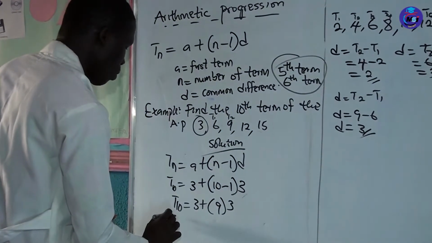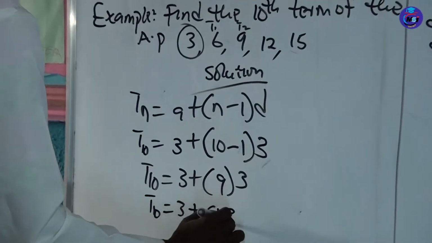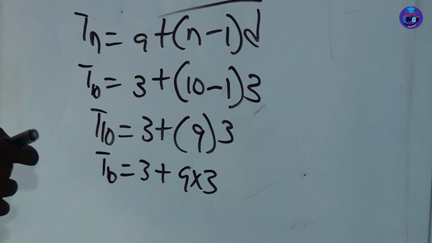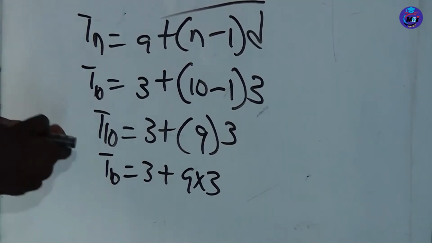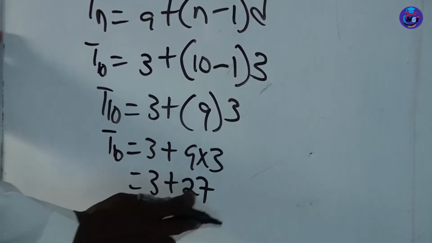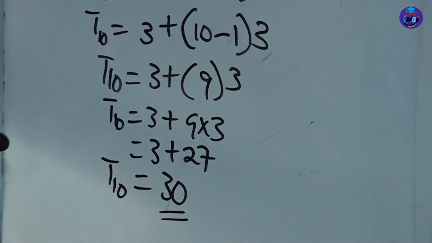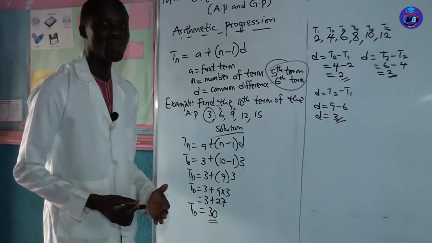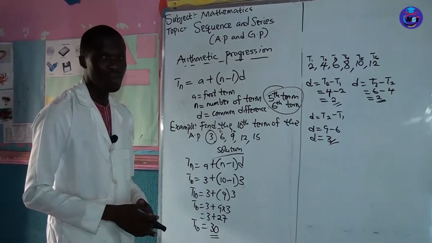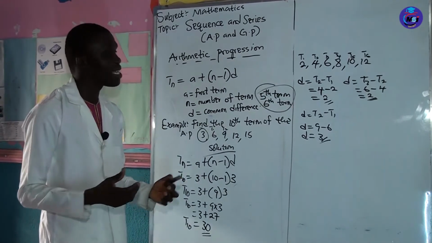Okay, this one will give us T10 equals 3 plus 9 times 3. Now, 3 times 9 will give us 27. Okay, this will give us 3 plus 27. 27 plus 3 will give us 30. So T10 will give us what? 30. You can see that this is very simple. All you need to do is know how to interpret your question and know the right formula to apply to every question. Now let me go to another formula in AP.